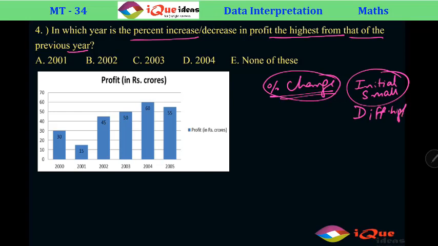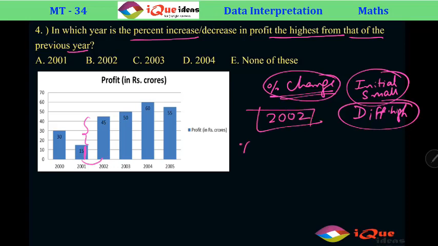So if you understand this, then just by looking at the situation from 2001 to 2002, the change is almost this much, and this is the base value. So clearly it is almost more than 200% or around 200% increase. So clearly the answer will be 2002. But suppose we have to do it properly. So let's calculate the percentage change.